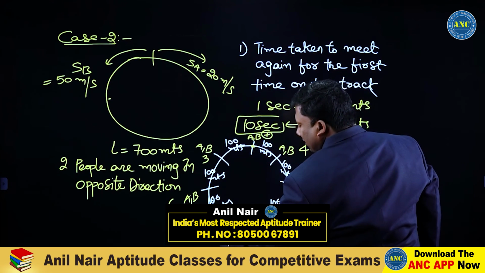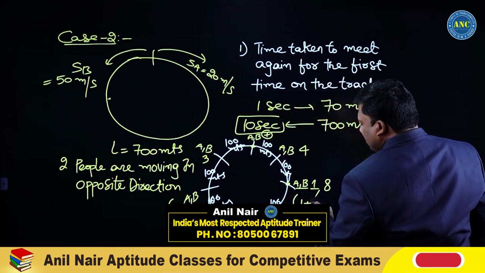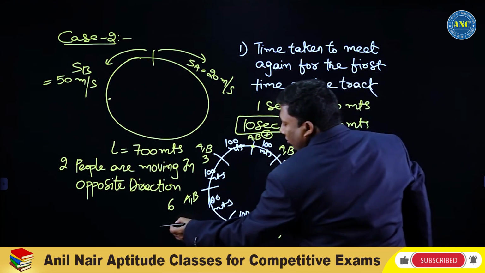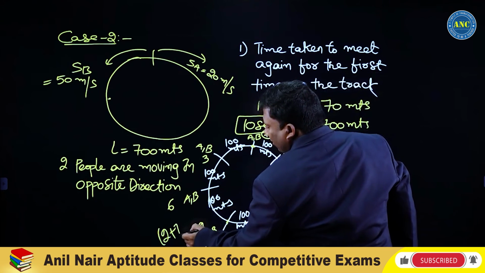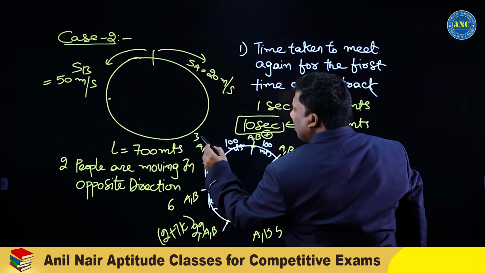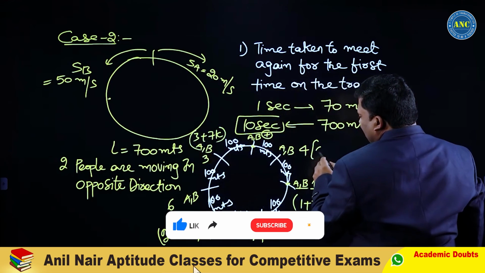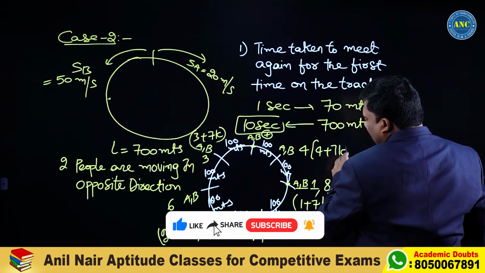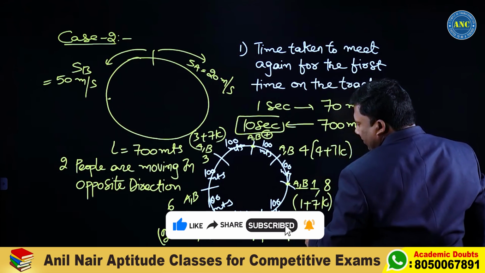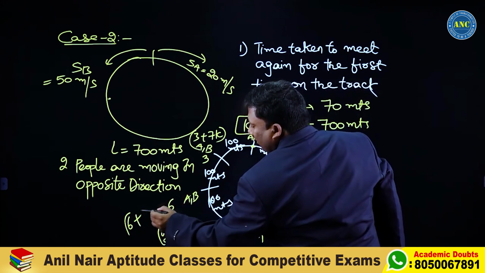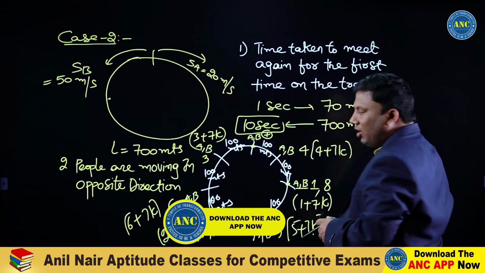This is the 9th time. So this will be 1 plus 7k form. Are you all with me? This will be 2 plus 7k. All the values will meet here. This is 3 plus 7k form. This will be 4 plus 7k form. This will be 5 plus 7k form. This will be 6 plus 7k form. This will be 7k form. Are you all with me?